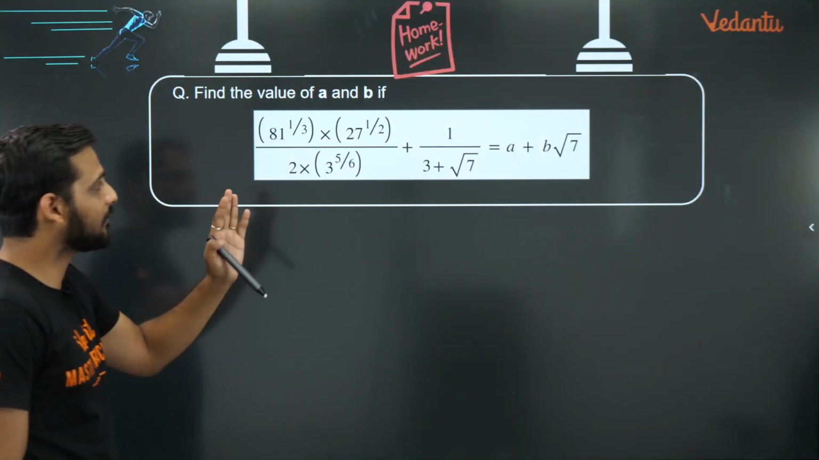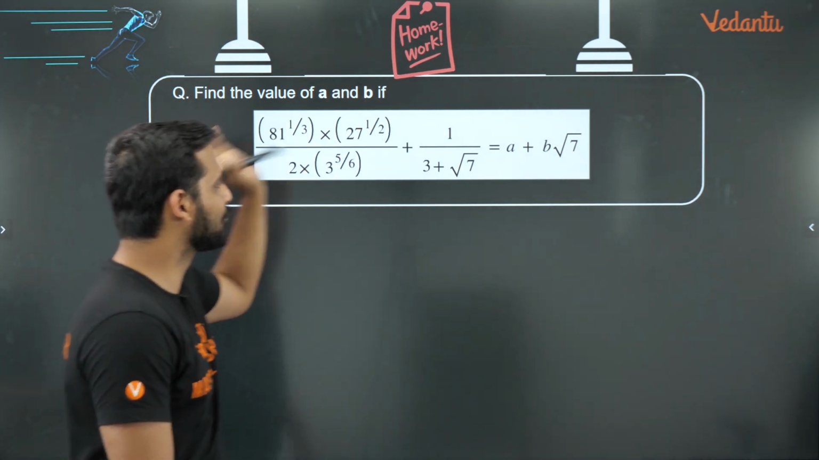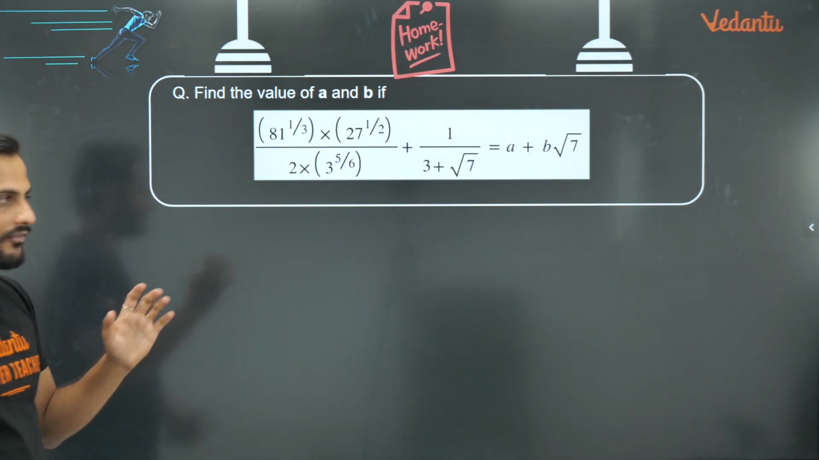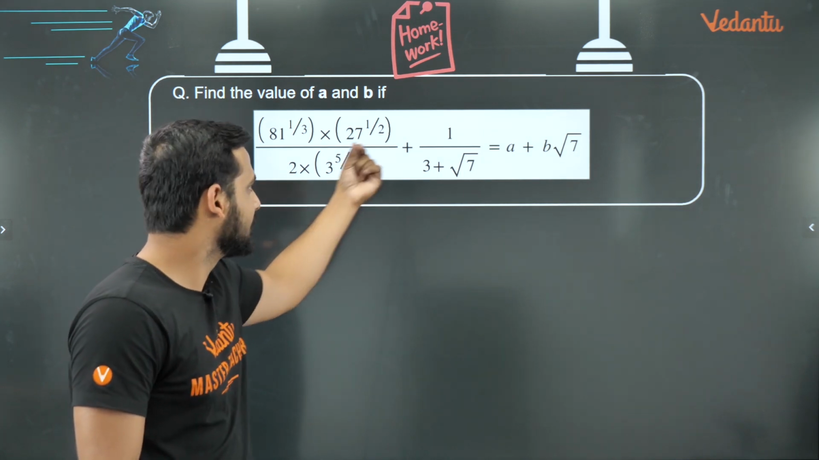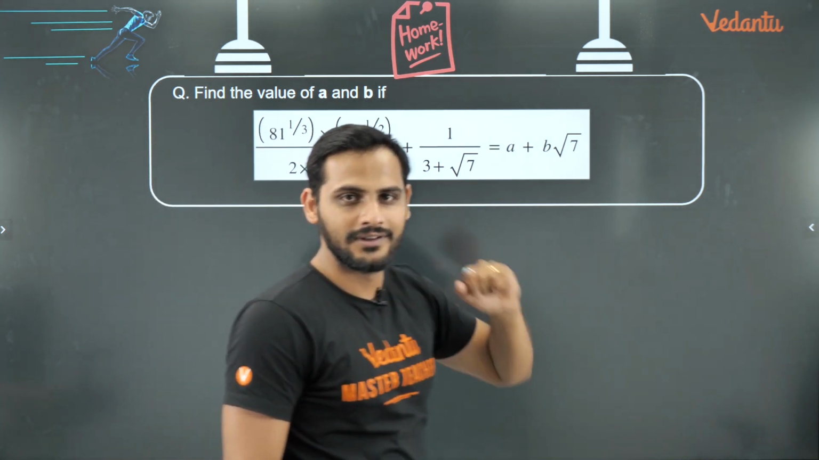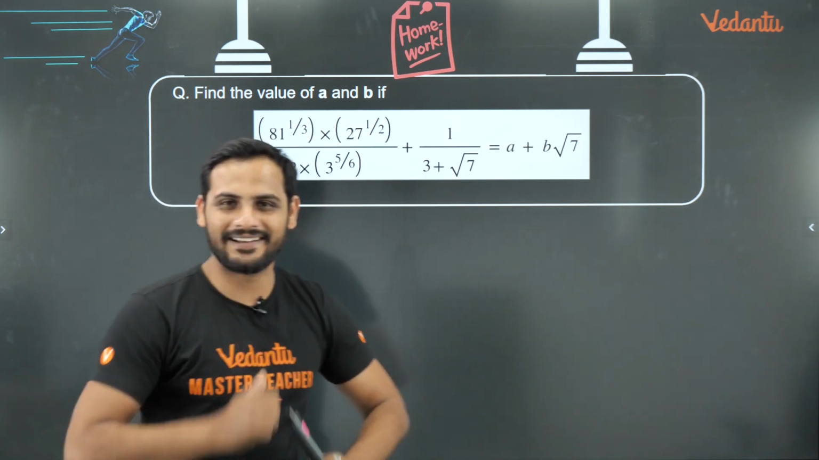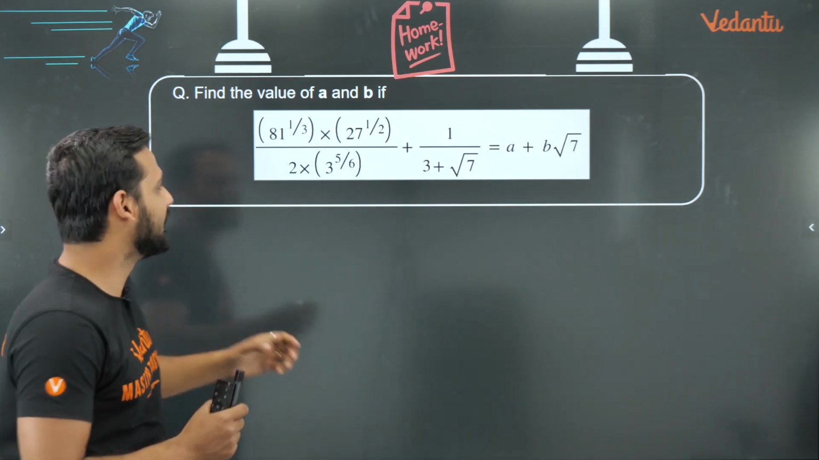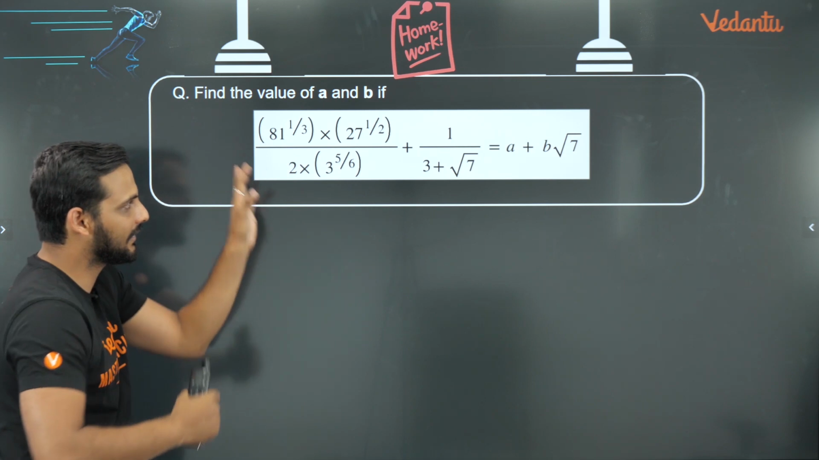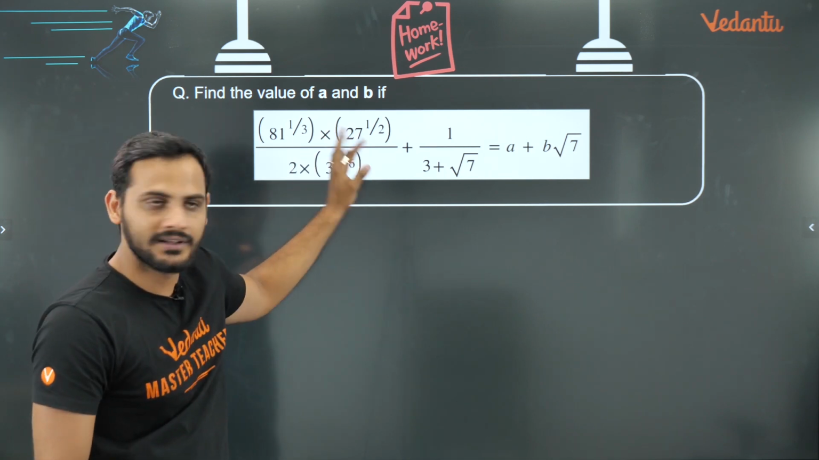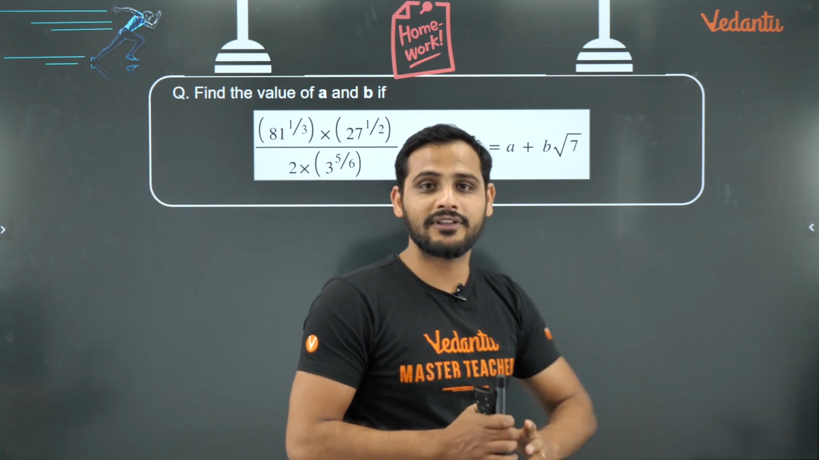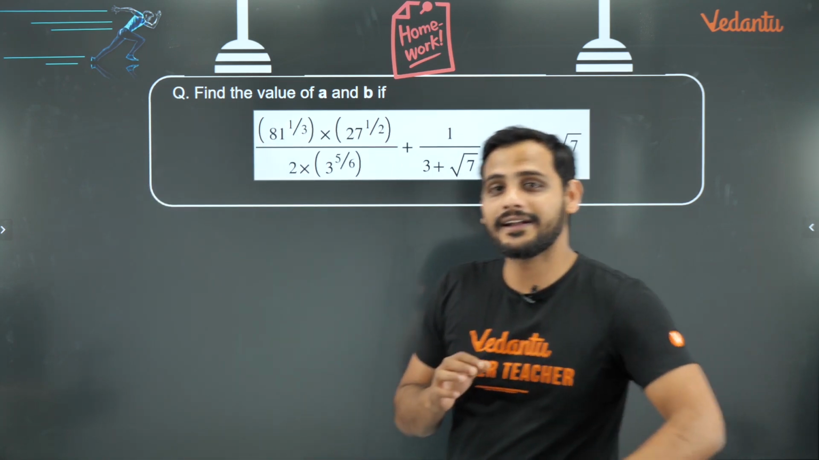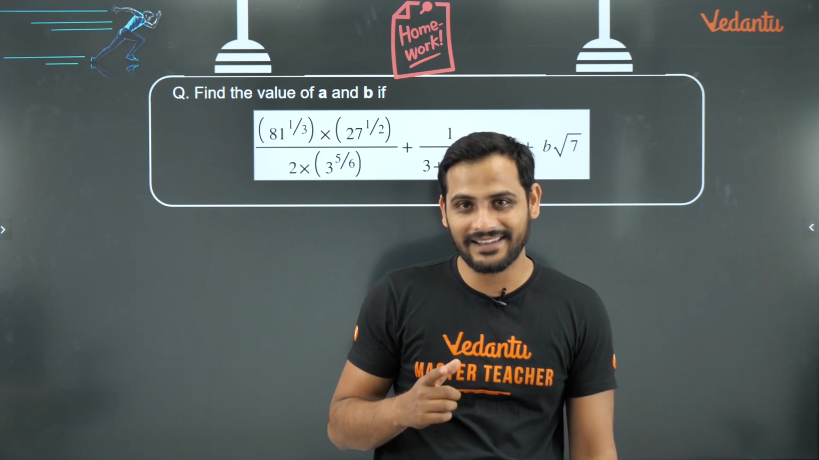Find the value of A and B if this part you have to solve. Now, don't be afraid of this part. Simplify this and solve. This is a bit tricky question, but I have given you the hint: simplify this part separately. The powers we have just done, and this part also I have told you how to do. Then send me the solution of the values of A and B. The correct answers will be featured in my next video.